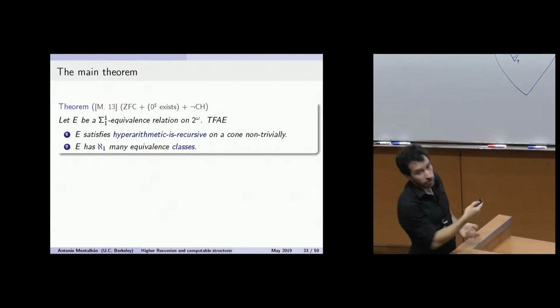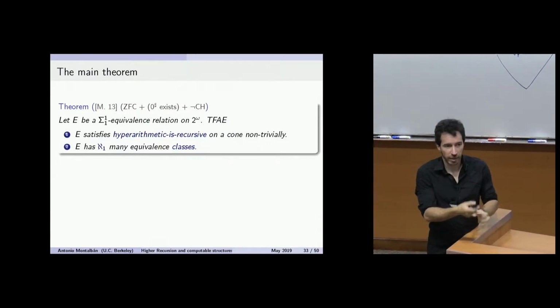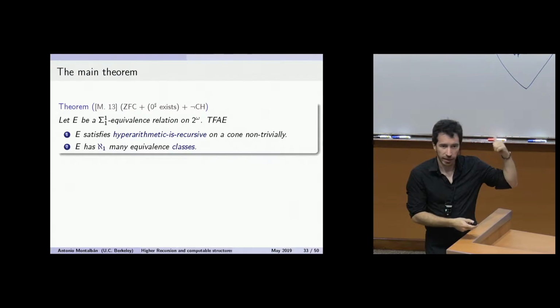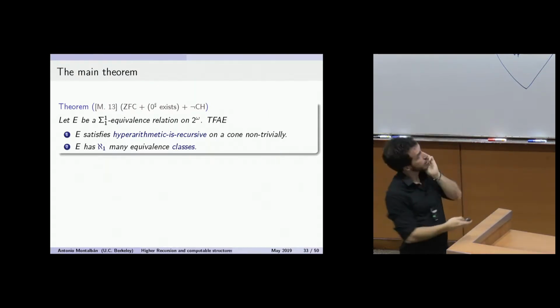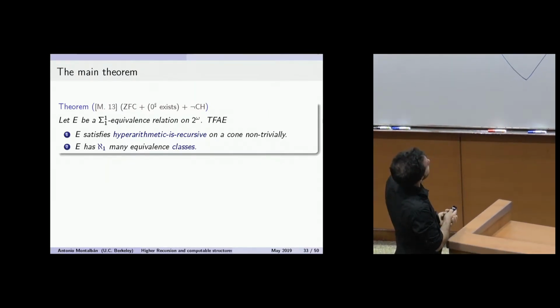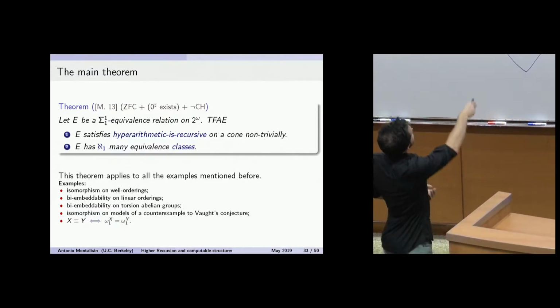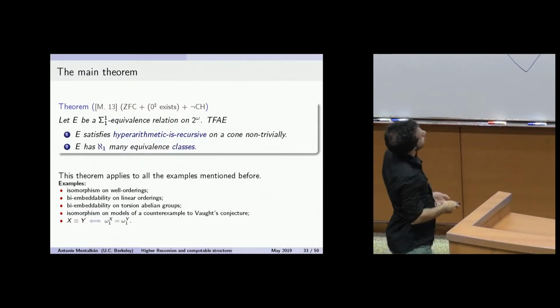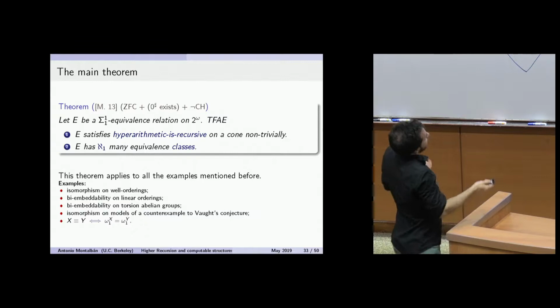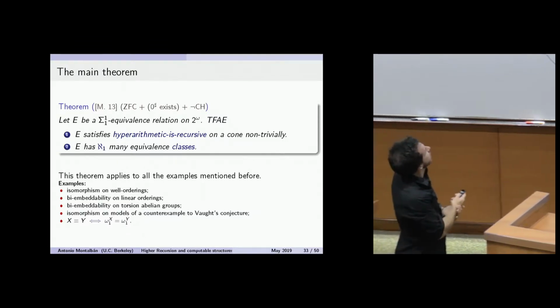So that's the condition. That property, hyperarithmetic is recursive, is the same as having Aleph-1 many classes. So it applies to all those 5 examples. I don't know if it applies to any other example.